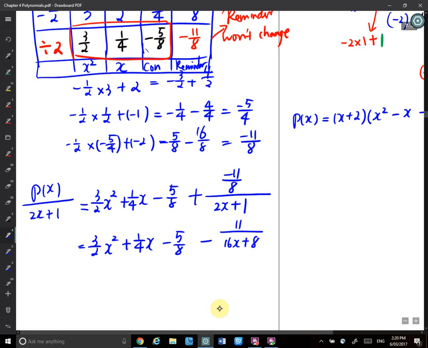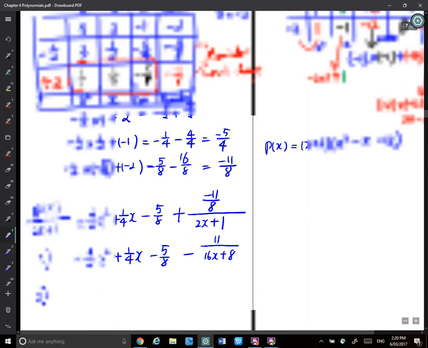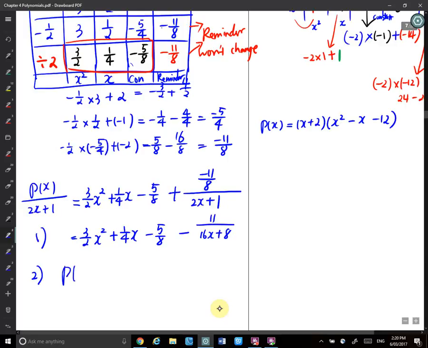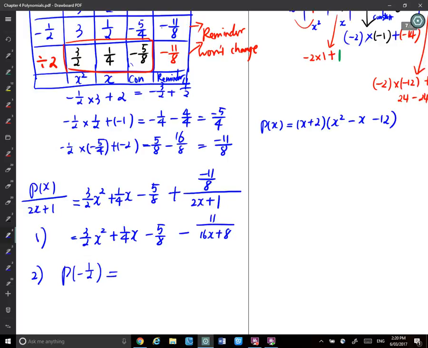Okay, that's part 1. And for part 2, evaluate P(-1/2). So what does P(-1/2) represent?